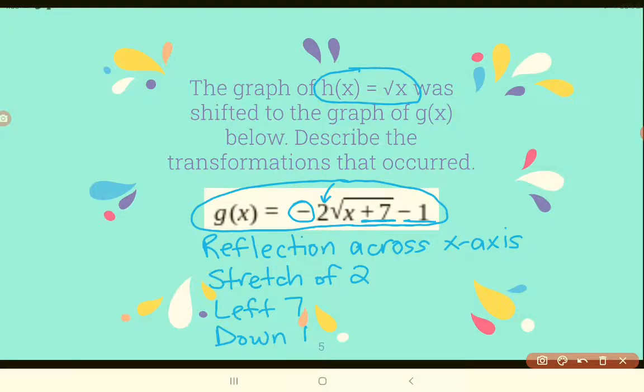There's my 4 transformations. Okay, I started out with this top equation, h of x. I started out with something that was at 0, 0. And it hadn't been stretched, it hadn't been flipped upside down, nothing. It was just a regular old square root graph. Now it's been flipped upside down, it's been stretched by 2, I've shifted it to the left 7, and it's gone down 1. So that graph's going to look very different than the one that I started with. Okay?